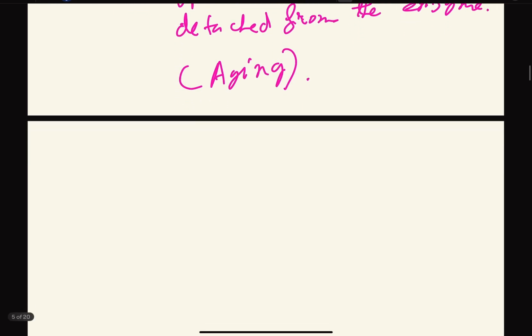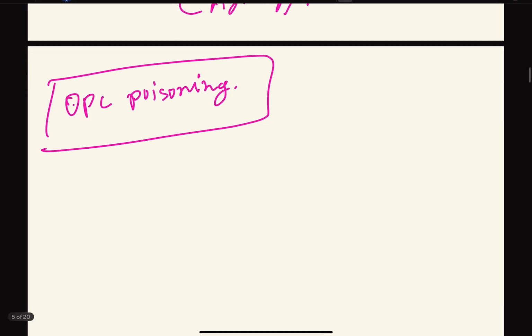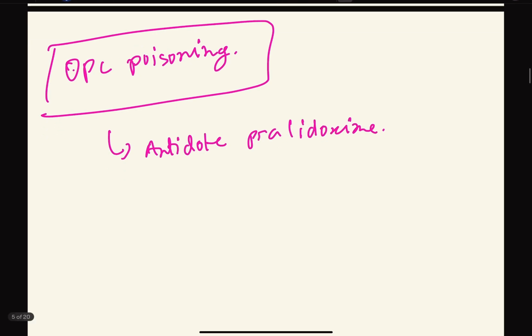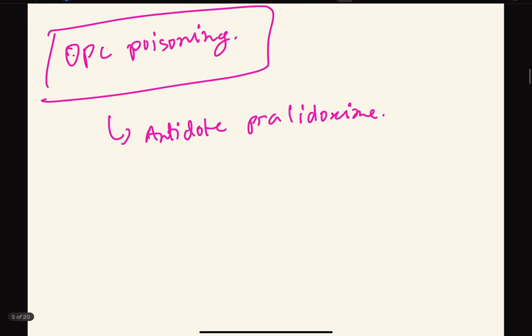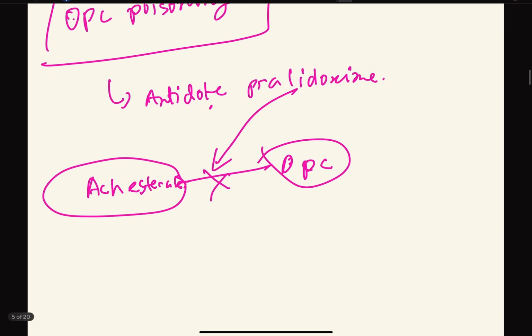So why is this aging important? Because organophosphate compound poisoning is a common poisoning case. In organophosphate poisoning, we have the antidote called pralidoxime, and this pralidoxime breaks down the bond between the organophosphate compound and the acetylcholinesterase.